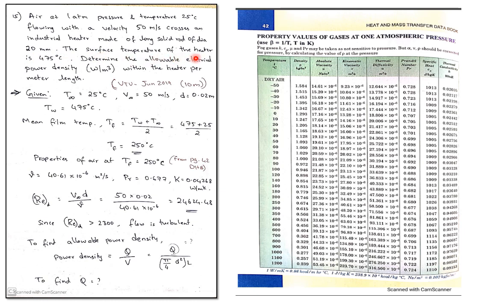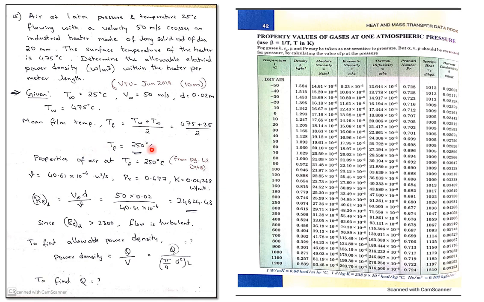Now the surface temperature of the heater is 475 degrees Celsius. Determine the allowable electrical power density within the heater per meter length, he is asking. What he has given is the wall temperature, that is the heater temperature, the fluid temperature 25 degrees Celsius, velocity and diameter. Now to find the properties of air, we need the mean film temperature, that is Tf is equal to Tw plus T infinity by 2.